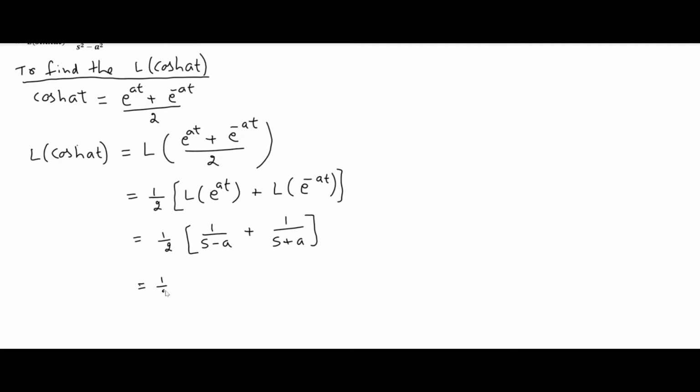So that will be equal to 1 by 2 as it is. You can take the LCM over here. LCM in this case will be s minus a into s plus a. You need to just cross multiply the value s plus a. If you cross multiply with 1, you will be getting s plus a. I just cross multiplied that value, s plus a multiplied by 1, so I have got s plus a. In the same way, s minus a is multiplied by 1, you'll be getting s minus a. So we get plus s minus a.